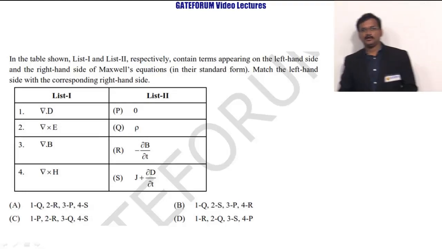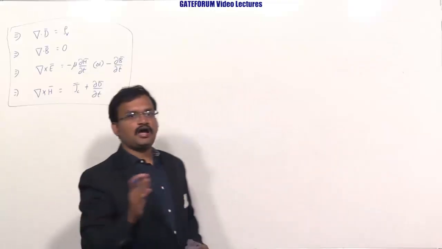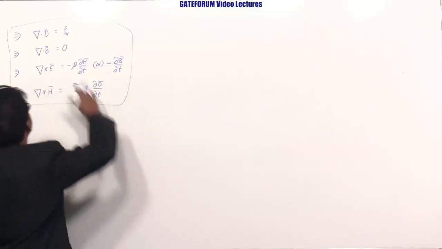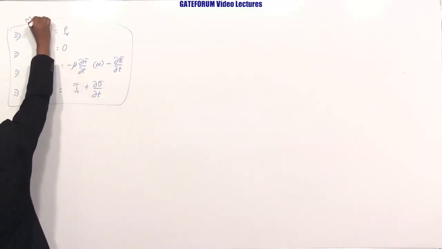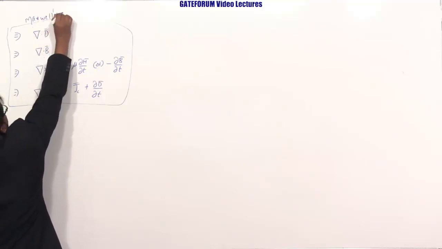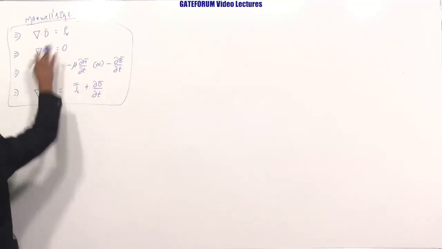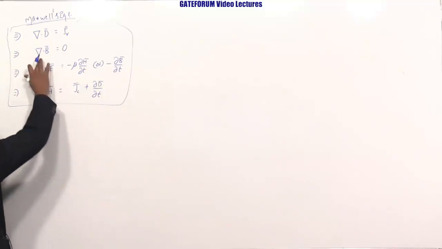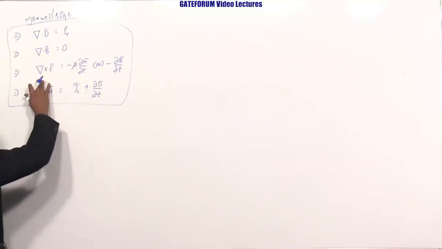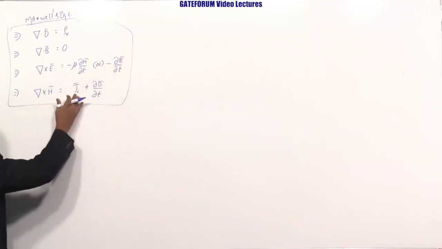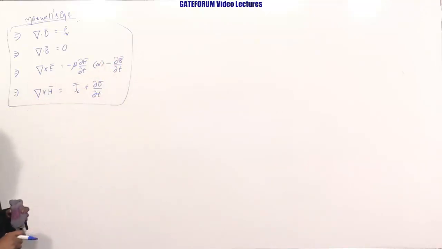Now they have given list 1 and list 2. We know that these are the Maxwell's equations. First, divergence of D equal to rho V, divergence of B bar is equal to 0, curl of E bar is equal to minus dou B bar by dou T, and del cross H bar is equal to JC bar plus dou D bar by dou T.